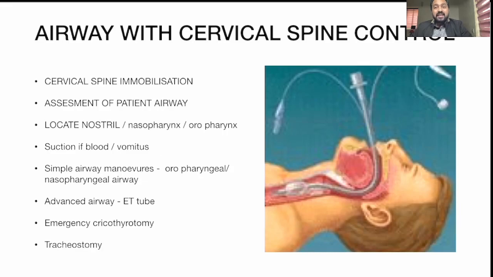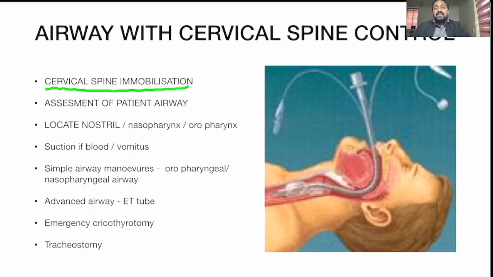Then we come down to the next component of the ATLS of the primary survey, which is airway with cervical spine control. Please remember that cervical spine mandatorily needs to be checked along with the airway. You cannot miss the cervical spine. So you need to immobilize the cervical spine, right? And then we assess the patient's airway. Now if the patient is able to speak and talk to you, that means the patient's airway would be fine. We locate the nostril, nasopharynx, or the oropharynx. Now if there is any blood or vomitus that is seen, it has to be suctioned out.